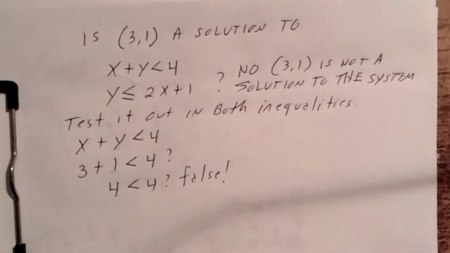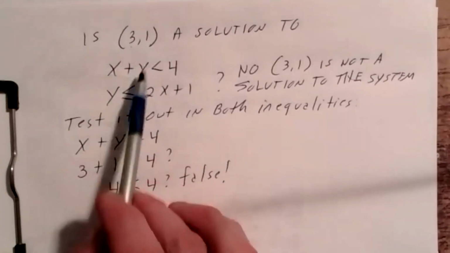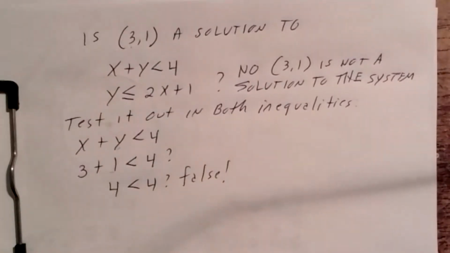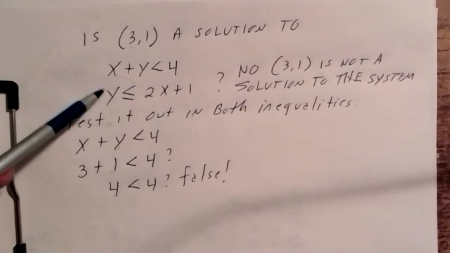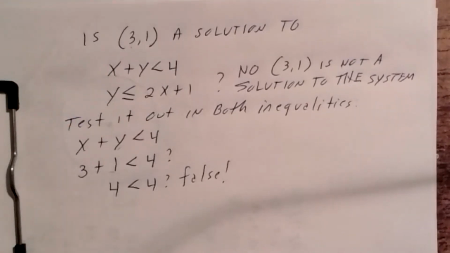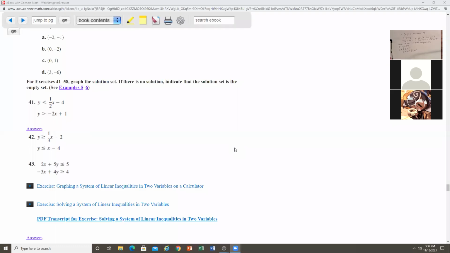Everybody understand how we would determine whether an ordered pair is a solution to a system of inequalities in two unknowns? To be a solution, it has to satisfy both inequalities. If it fails to satisfy just one of them, it's not a solution. So that's not a solution. All right, let's move on.